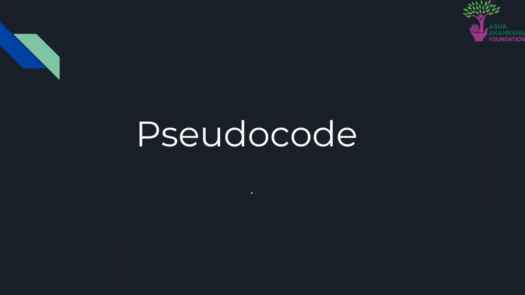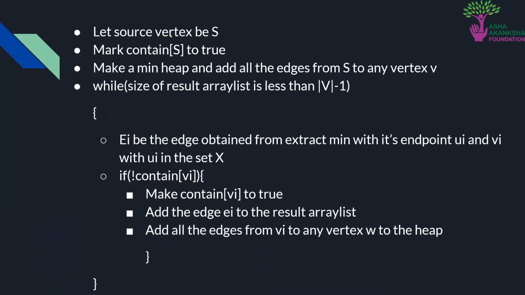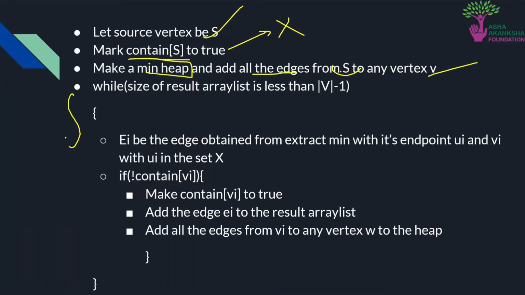Moving on to the pseudocode. So I am inserting the source vertex as S. I am adding it to the set X by making the contain of S true, and then making a min heap which contains all the edges from S to any vertex V, and this while loop will run till the size of the result array list is less than V minus 1.